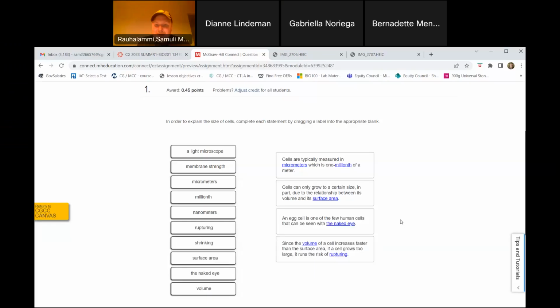We're seeing an egg cell is one of the few human cells that can be seen with the naked eye. So typically with a naked eye, if you have really, really large cells, you can roughly see the cell. Typically with a microscope, you can see the nucleus within the cell, but that's about it. And then you need an electron microscope to see the smaller stuff. But egg cells are so large that you can actually see them with a naked eye without magnification tools.